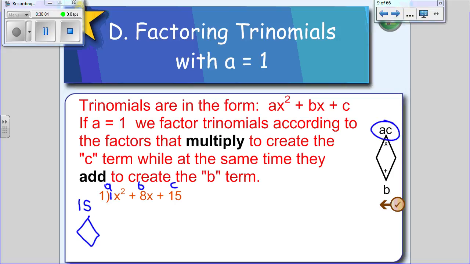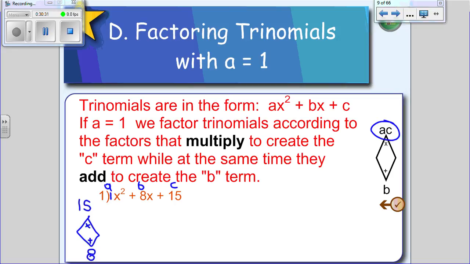Now the sides of the diamonds. The sides of diamonds are two numbers that would multiply to be 15 and add to be 8. So you need two numbers that would multiply to be 15 and add to be 8. Sometimes it's really hard to figure out what those are. If you're having a hard time, focus on just the multiplication, because there's an unlimited number of things that add to be 8.